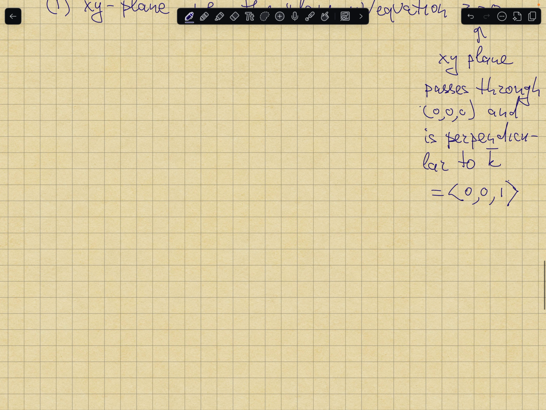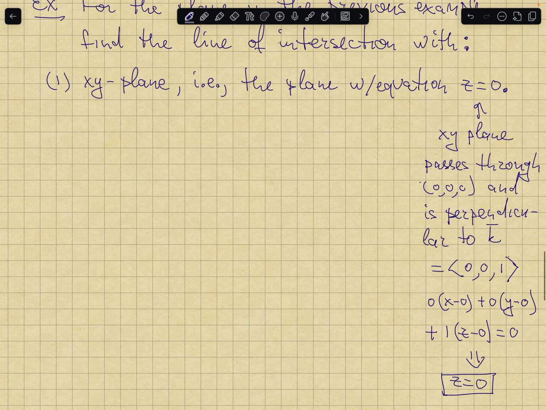So if I want to find the equation of the xy plane, I need to use my equation of a plane. A is 0 times x minus 0 because it's a plane through the origin, plus another 0 times y minus 0, again the plane is through the origin, plus 1 times z minus 0 equal to 0. And then if I simplify this equation, this is exactly z equal to 0, as we could have figured out immediately in the beginning.